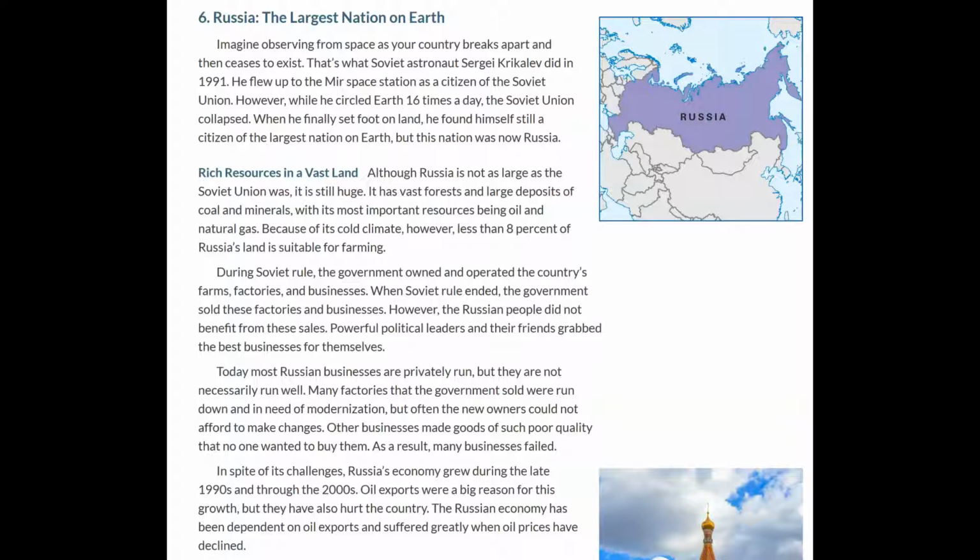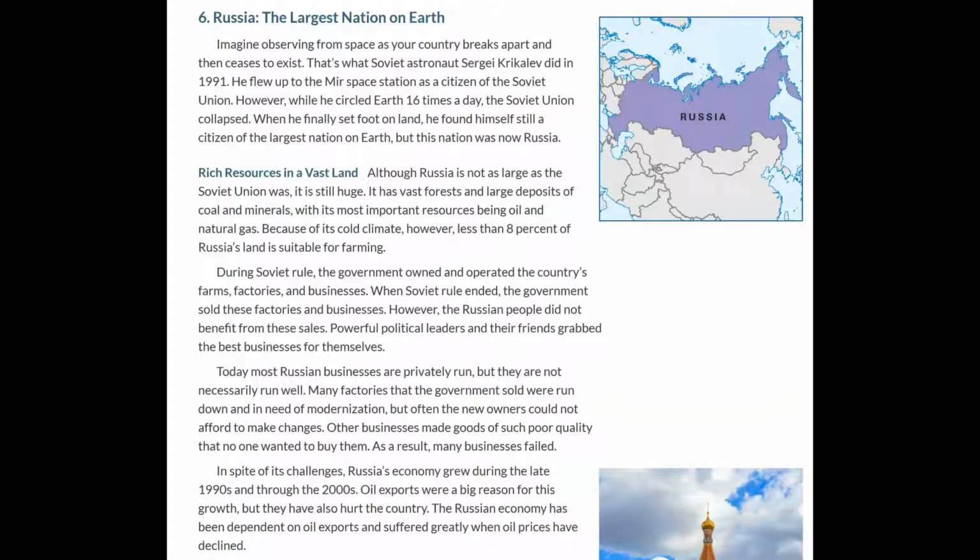Although Russia is not as large as the Soviet Union was, it is still huge. It has vast forests and large deposits of coal and minerals, with its most important resources being oil and natural gas. Because of its cold climate, however, less than 8% of Russia's land is suitable for farming.